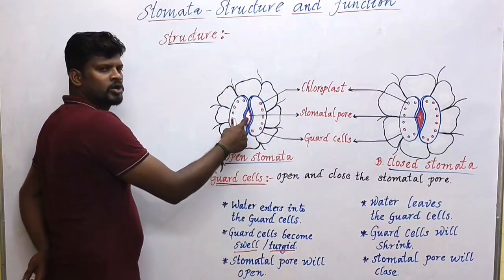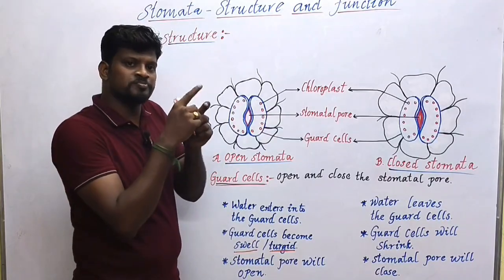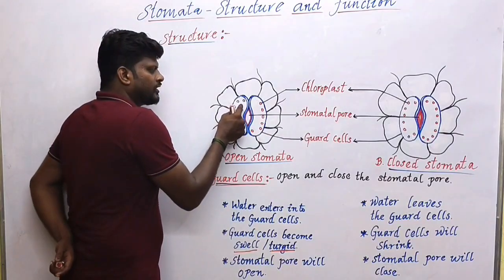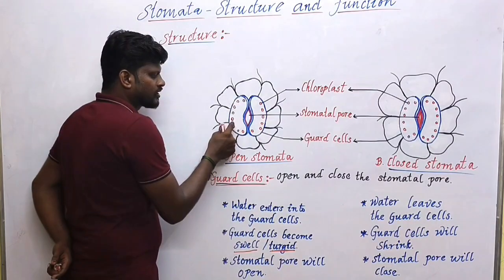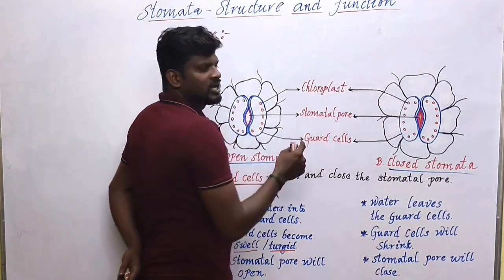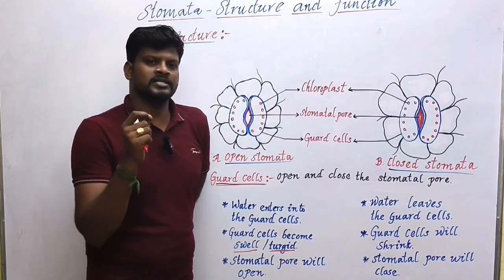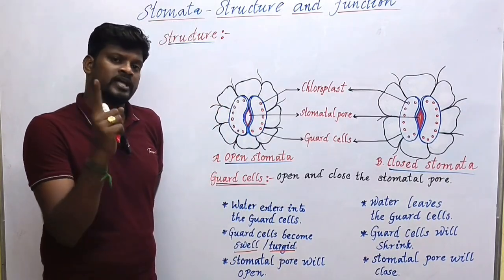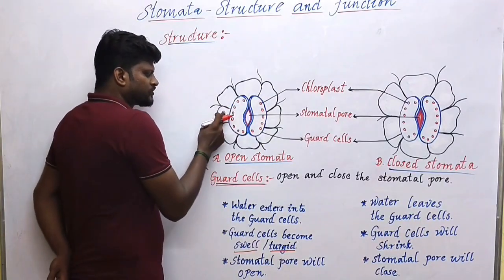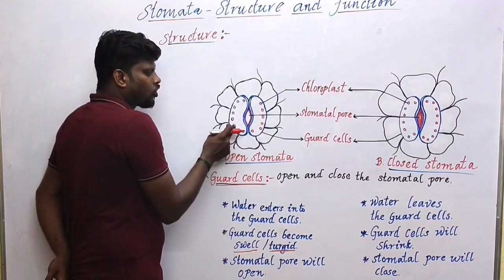This stomatal pore or opening connects the atmosphere with the air spaces of the leaf. Understood? Right. Here I have given some red color bubbles in the guard cells. These are nothing but chloroplasts. As we discussed in the previous video, the guard cells contain chloroplasts, so they are capable of doing photosynthesis. Don't forget. And here there are some petal-like structures which are associated with the guard cells.